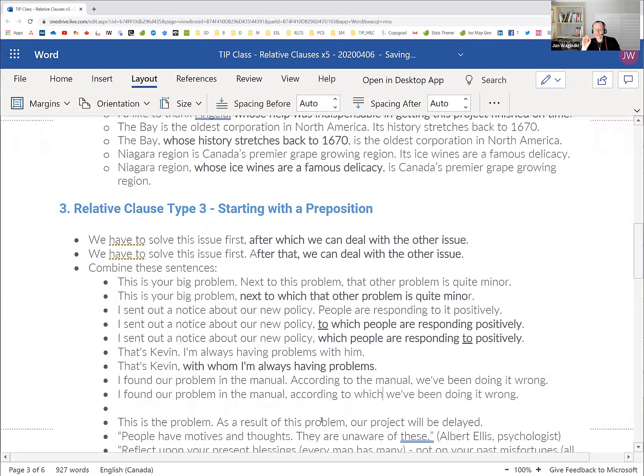It's always going to be a preposition, or in this case, a preposition phrase plus which, or plus whom if it's a person. From which, to which, according to which, with which, after which, before which, sandwich. Ah, just kidding. Sandwich is not one of them. Okay.